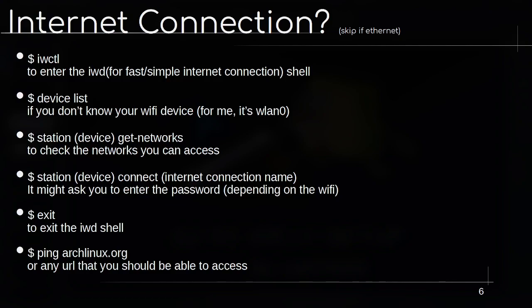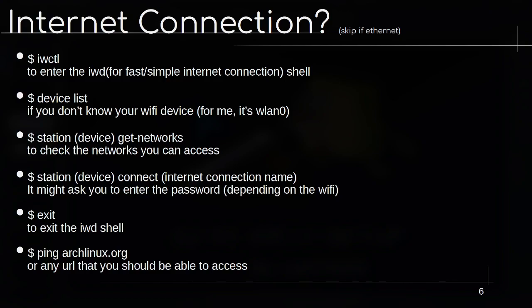Now, if you are not an Ethernet user, you should just do this. So first, you have to type iwctl in the Arch Linux install. One thing, it's a very command-liney installation, but don't worry, it's gonna be really easy. You just type some stuff, and then everything works. And you'll also learn some stuff along the way. That's what I like about Arch Linux. So you type iwctl to enter the IWD shell. That's for a fast, simple internet connection.